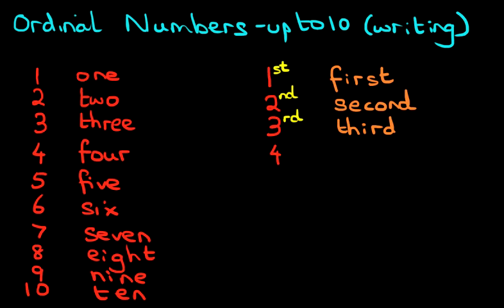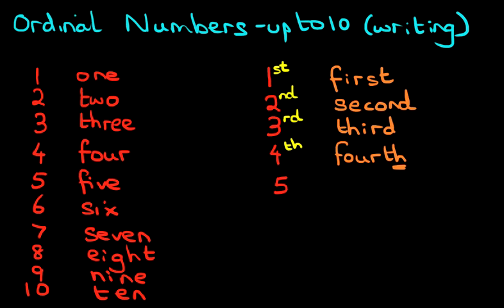Now let's look at the next one. We've got fourth, and that's with a TH. Fourth is with a TH. How do you write this down? Well, you write down the 4 and then put a TH. There's a TH. Fourth. It doesn't always work like that, and I'll show you with the next one.